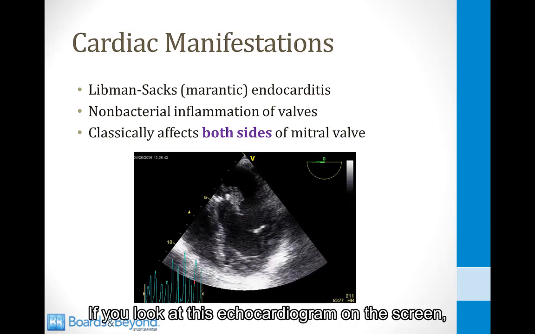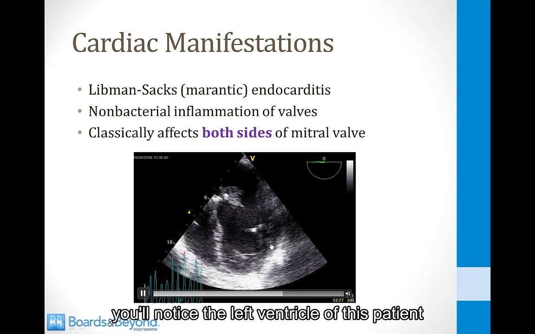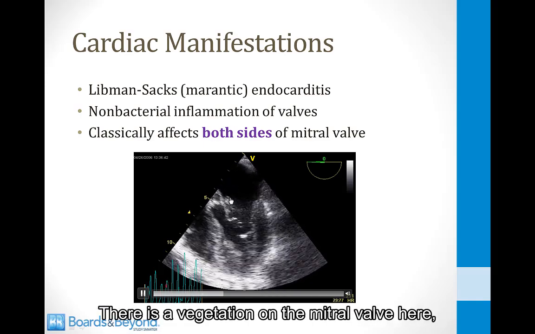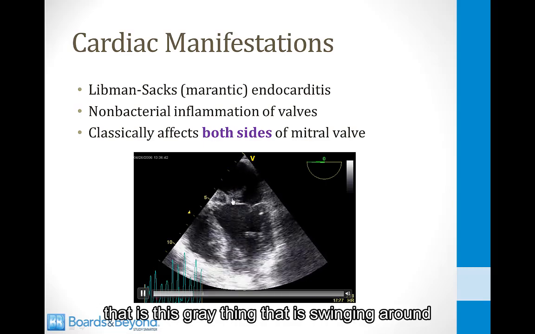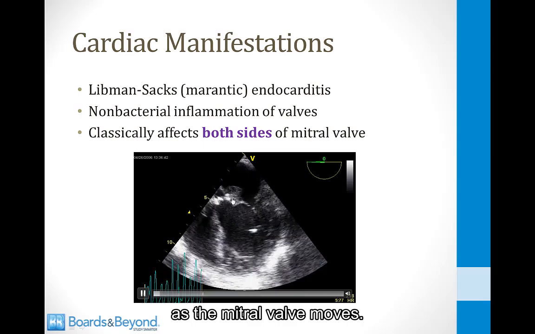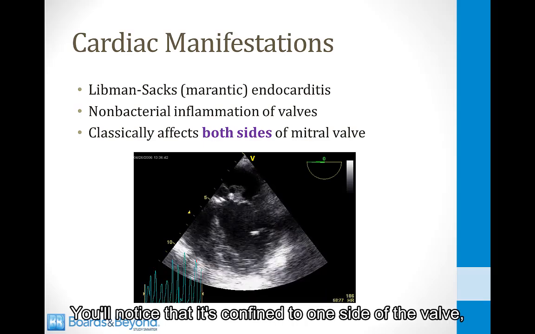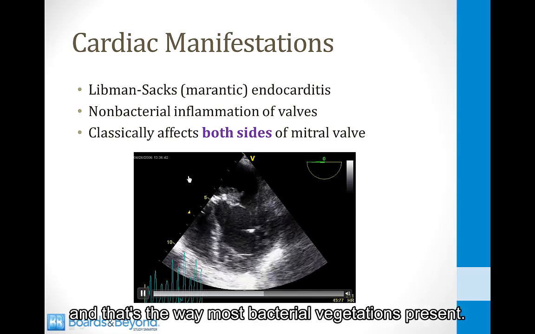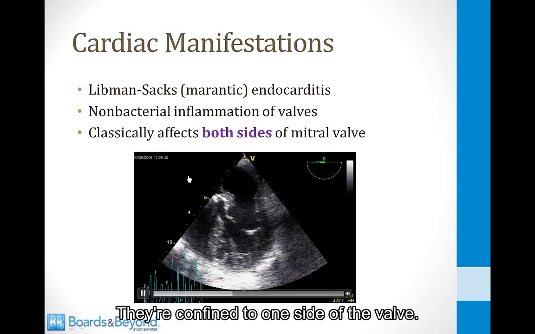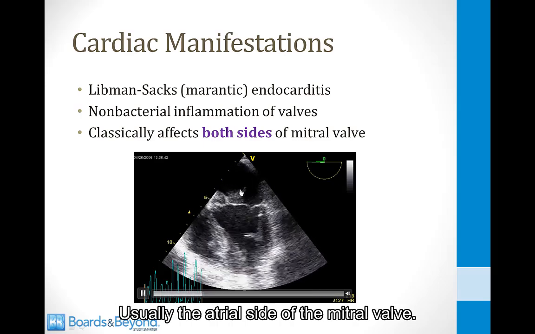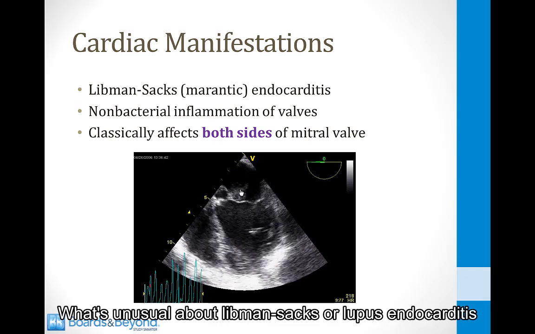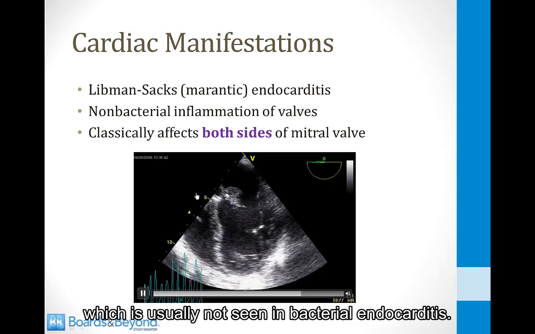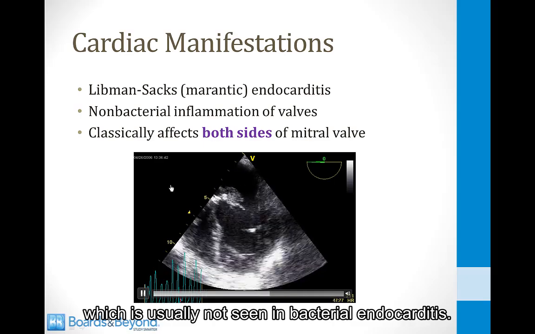If you look at this echocardiogram on the screen, you'll notice the left ventricle of this patient, and this is the mitral valve, and there is a vegetation on the mitral valve here. That is this gray thing that is swinging around as the mitral valve moves. You'll notice that it's confined to one side of the valve. In this case, it's on the left atrial side. And that's the way most bacterial vegetations present. They're confined to one side of the valve, usually the atrial side of the mitral valve. What's unusual about Libman-Sachs or lupus endocarditis is that it typically involves both sides of the valve, which is usually not seen in bacterial endocarditis.